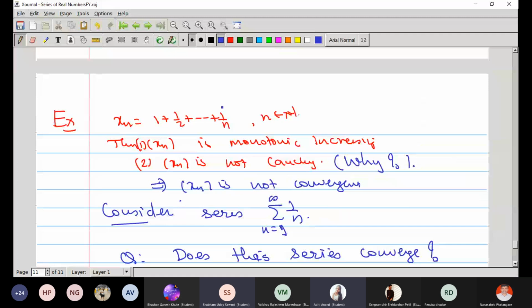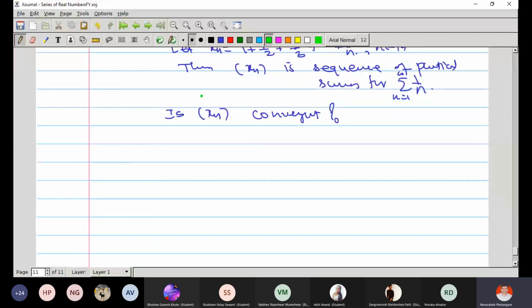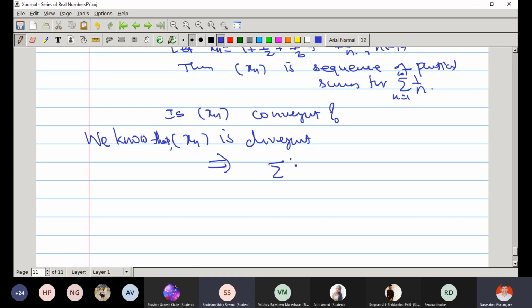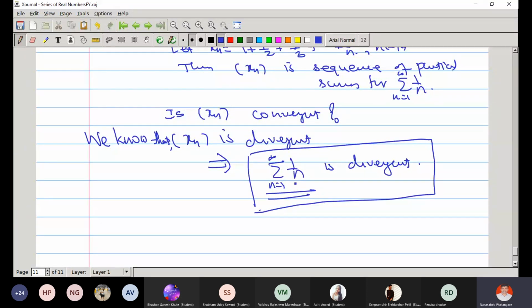No, sir. This is already discussed. It is the same series, the same sequence I am taking here. So this Xn is not convergent. So Xn is divergent, and therefore the series is divergent. This is an important result for us: the series 1 by n is divergent.